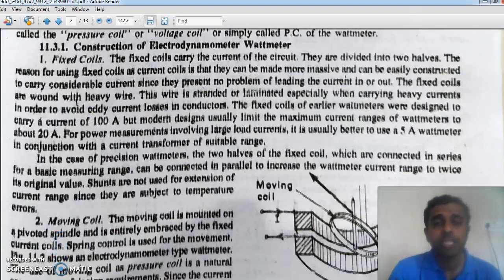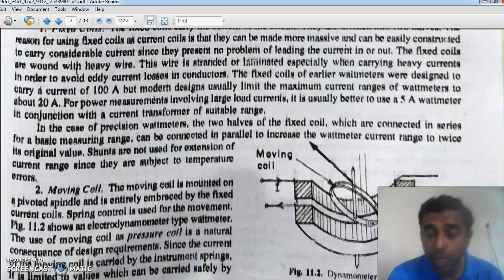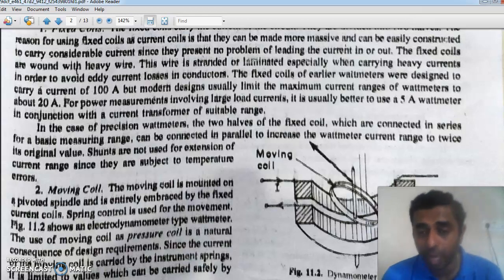Now here also, since we have to measure current as well as voltage, current has to go through a coil, and voltage should be measured across a coil. So we have two coils. One coil is fixed and the other coil is a moving one. The fixed coil is usually the current coil. Why? Because fixed coils have to carry large currents. Many times the fixed coil is split into two, so the current gets divided between two circuits.